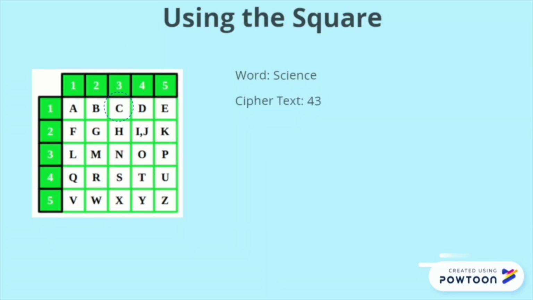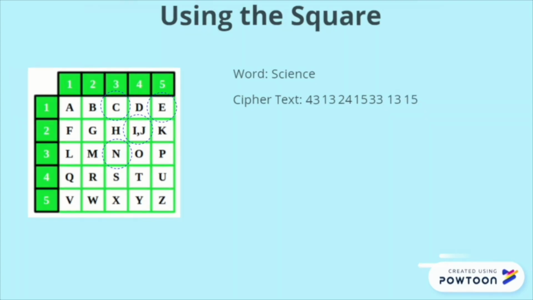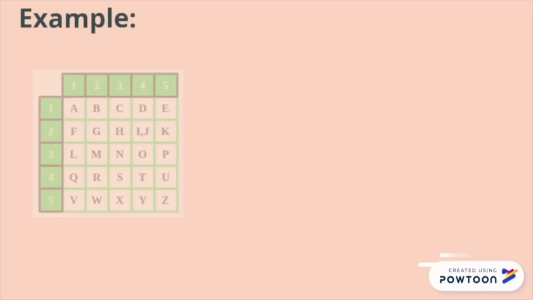Now let's encode the rest of the word. C is 1, 3, I is 2, 4, E is 1, 5, N is 3, 3, and we already know C is 1, 3 and E is 1, 5. Now let's put that all together. Our encoded message should look like this. 4, 3, 1, 3, 2, 4, 1, 5, 3, 3, 1, 3, 1, 5.